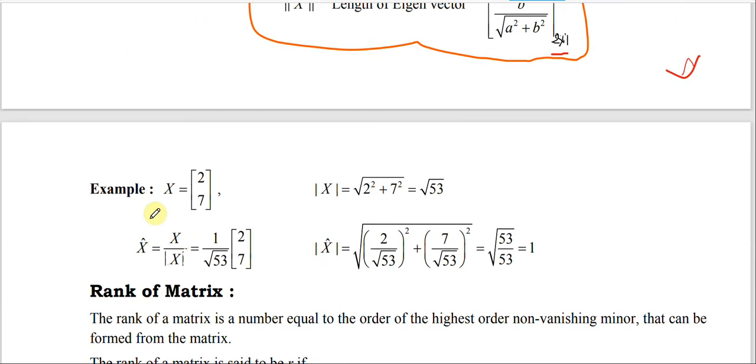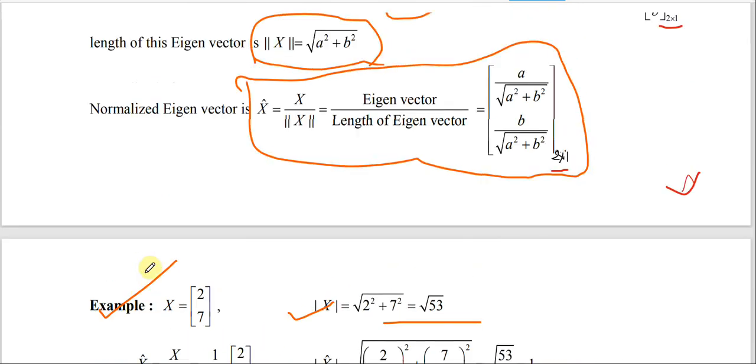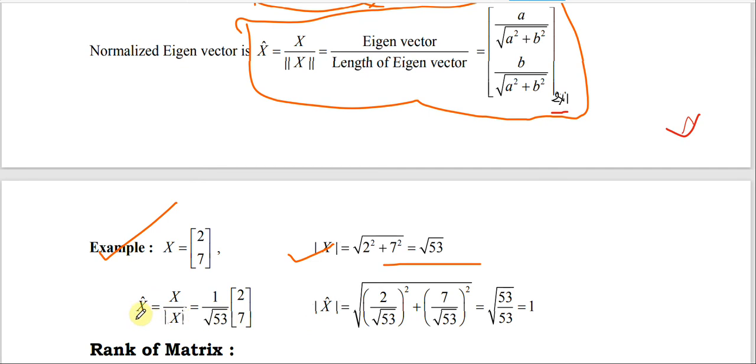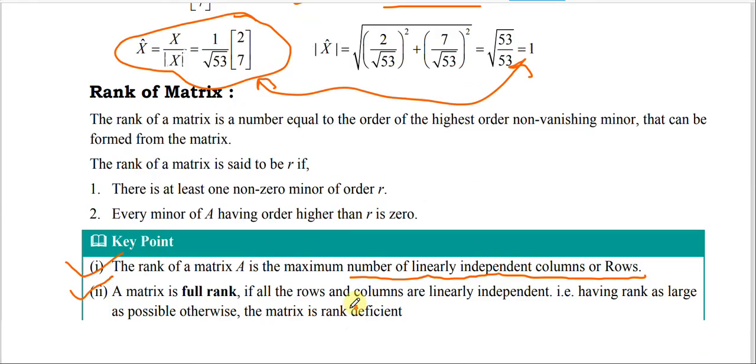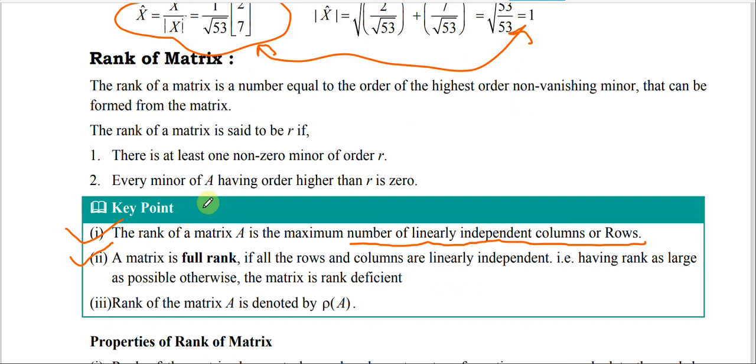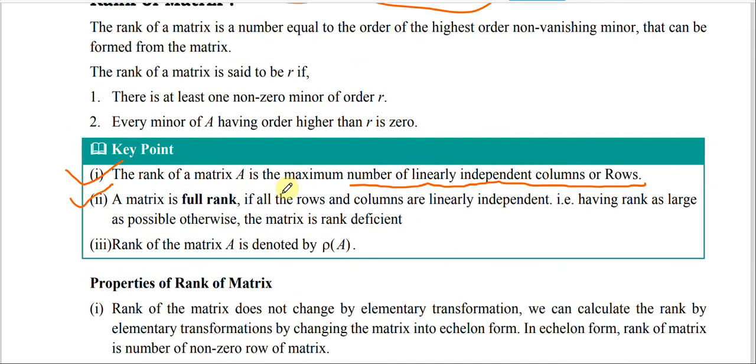Its order will be the same; it is only divided by its magnitude. We can solve this by example. This is x, and its magnitude is this, and we have to find x cap, the normalized eigenvector, which will be this much. We can cross-check here that its magnitude should be 1. Now the rank of a matrix is the maximum number of linearly independent rows or columns.